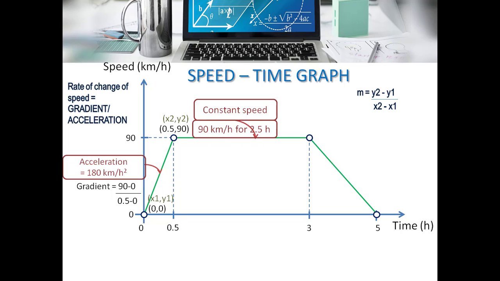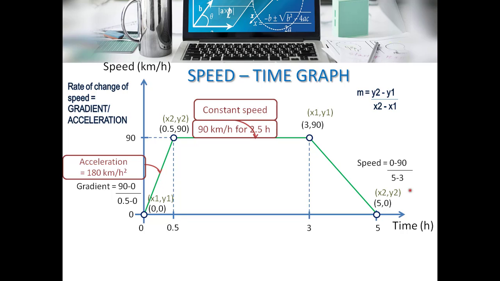Okay, so where do we see the constant speed? It is 90 km per hour for 2.5 hours, from here until here. So next, the coordinate is from 3, 90 to 5, 0. X in front, Y behind. X is 5, Y is 0 here, zero. Okay, and then label another one, x1 y1 and then x2 y2.